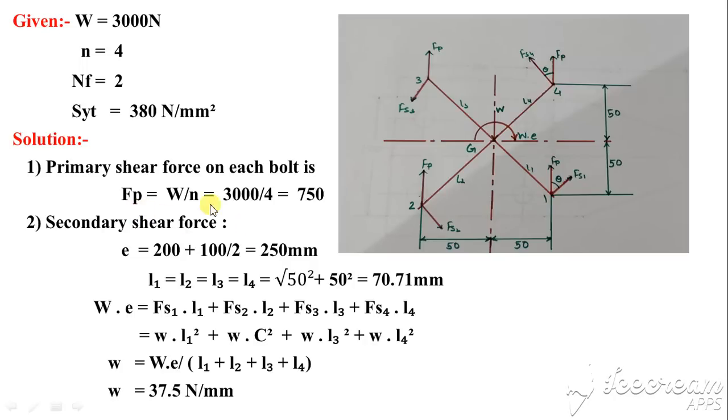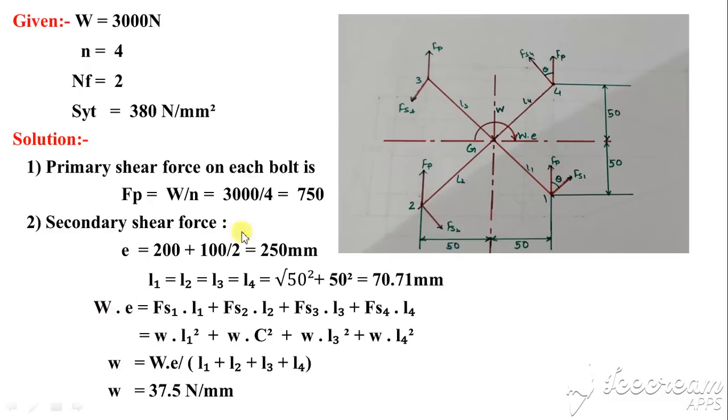Primary force will be again the same, W upon N. Eccentricity E is equal to, from the loading application in the numerical, you can observe the distance is 200 plus this distance 50. L1, L2, L3, L4 are all the same values because it is symmetric. So this is 50, this is 50, and it is the same for all the bolts. It may be different for other numericals. So every time you can calculate the corresponding length by hypotenuse.